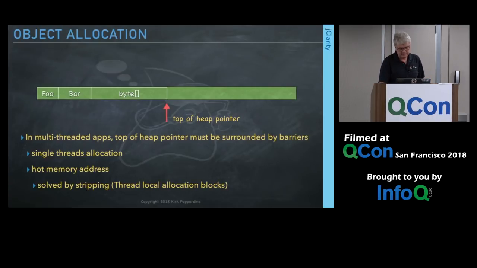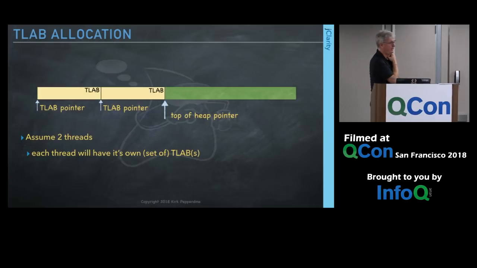In this case, the striping is known as thread local allocation blocks. Initially, each thread, when it starts up, is going to get a chunk of memory from the heap that it says it can allocate into. Okay? And now we're not competing for that hot lock anymore. We're just visiting it when we need to get a new TLAB.